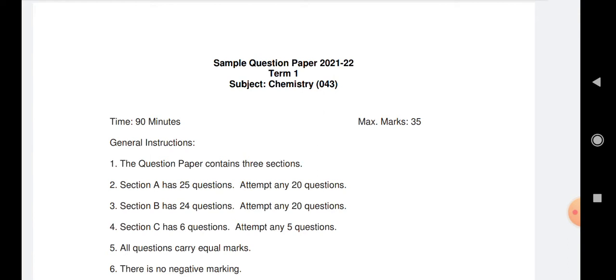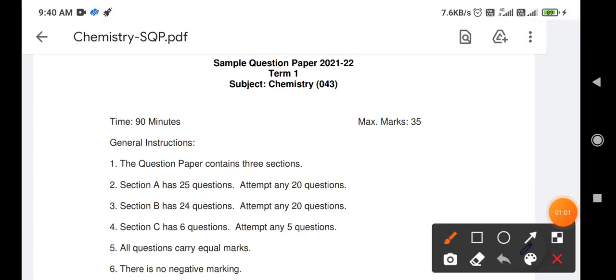Now the question is, what is the question pattern that is coming in term 1 and term 2? For term 1, the questions are going to be multiple choice questions, assertion reasoning questions, and case based study type questions. So in term 1 the maximum mark is going to be 35 only. So we will have the term 1 examination on 35 only.